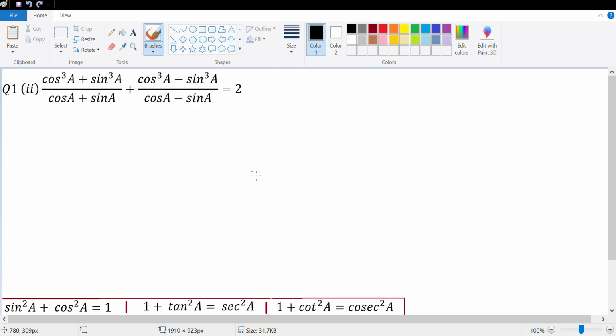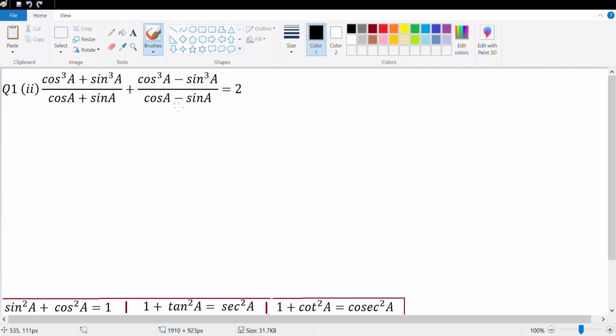The next question that we do is question number one, question 1, part 2. Again, a very interesting question. Let's see how we can solve it. So it has cos cube A plus sine cube A upon cos A plus sine A, and cos cube A minus sine cube A upon cos A minus sine A.